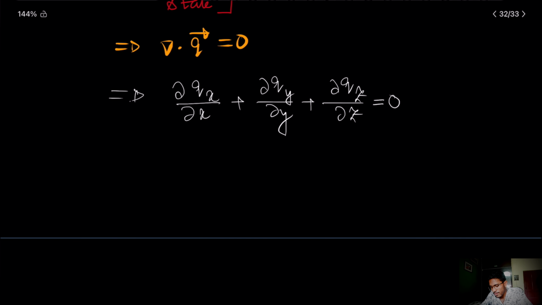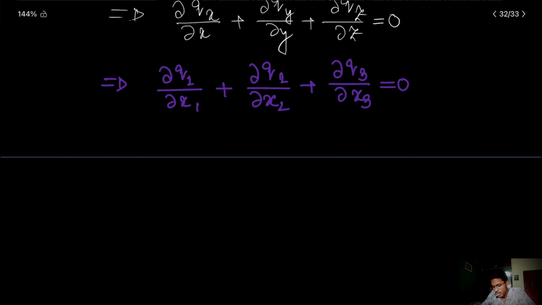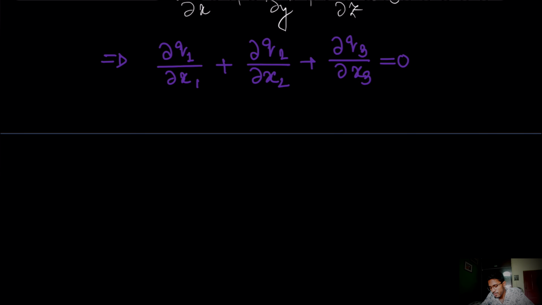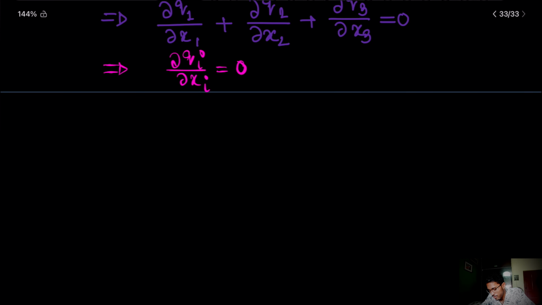Now, by this time you are already familiar with this notation, right? And if you have already seen the previous two lectures, then you know that I can write this as del qi del xi, or I could have written any other alphabet instead of i. Now, from Fourier's law of heat conduction, we know that what?